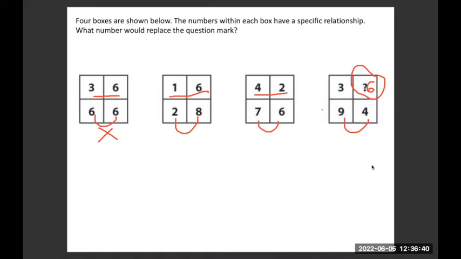Is that clear? Anybody has any question here in this? Okay.